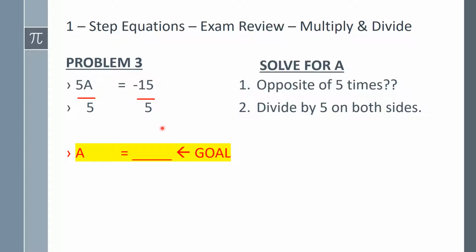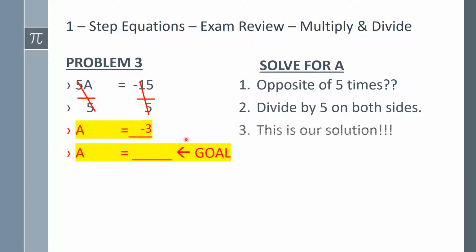So now on the left side, I've got 5 divided by 5. That's just 1, so those 5s are going to cancel. And what's left coming down is my a. That's all that's left when I divide those 5s. On my right side, I've got negative 15 divided by 5. So you can do this in your head possibly, or you can do it in your calculator. But negative 15 divided by 5 is equal to negative 3. So I've got a on the left side by itself. I've got a number on the right side. This is our solution.